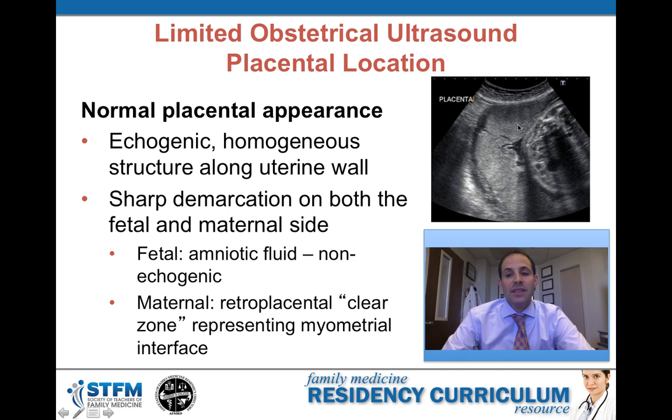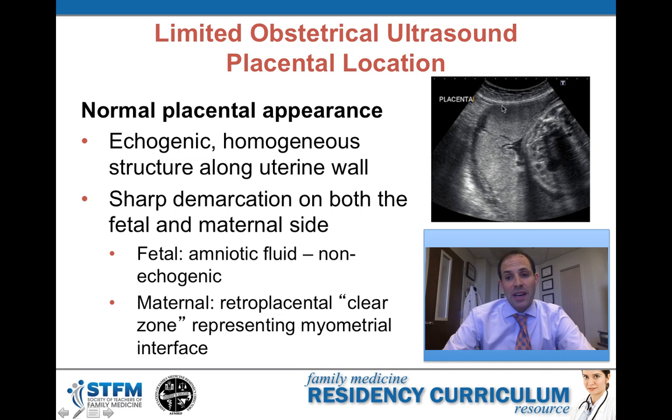As you can see in this image, there are sharp demarcations on both sides of the placenta, maternal and fetal. On the fetal side, you should be able to see the interface of the placenta with amniotic fluid. Amniotic fluid is not echogenic in any capacity and is dark, so that makes that border very easy to discern. Additionally, on that side, you will see the fetus in the amniotic fluid.